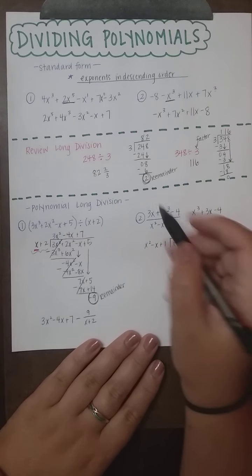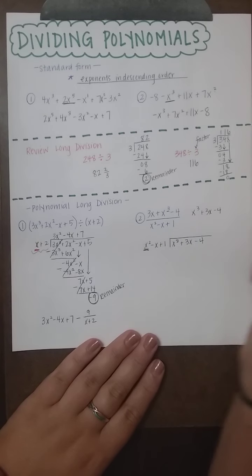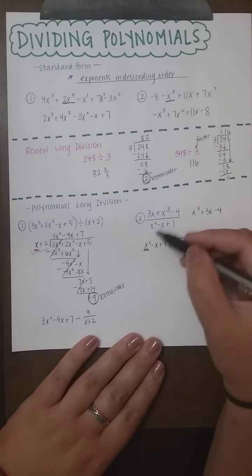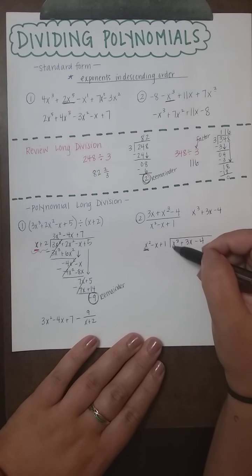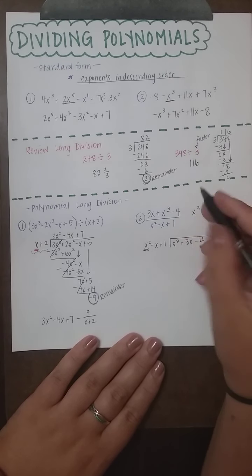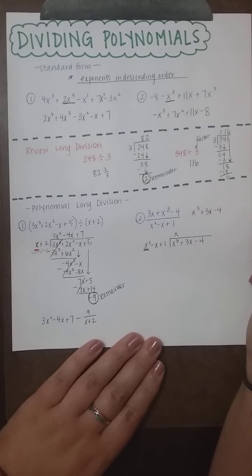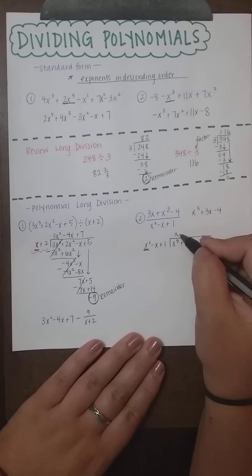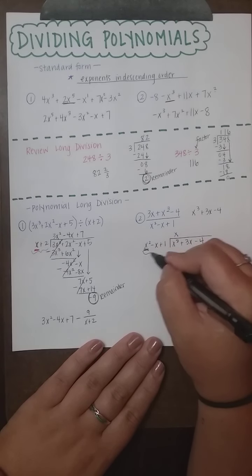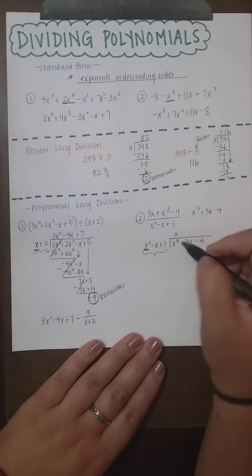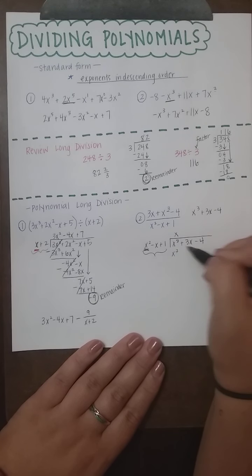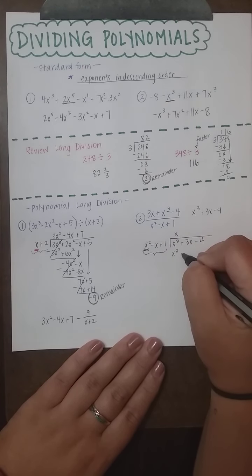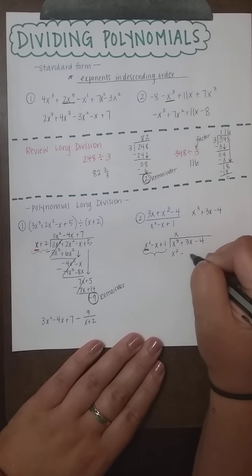So I start with the x squared that's on the outside here. That's what I'm working with to get the top. So x squared times something has to give me x cubed. So x squared times x gives me x cubed, right? Well, then I have to take whatever I write on top times this whole piece. So x times x squared is x cubed. X times a negative x is a negative x squared.